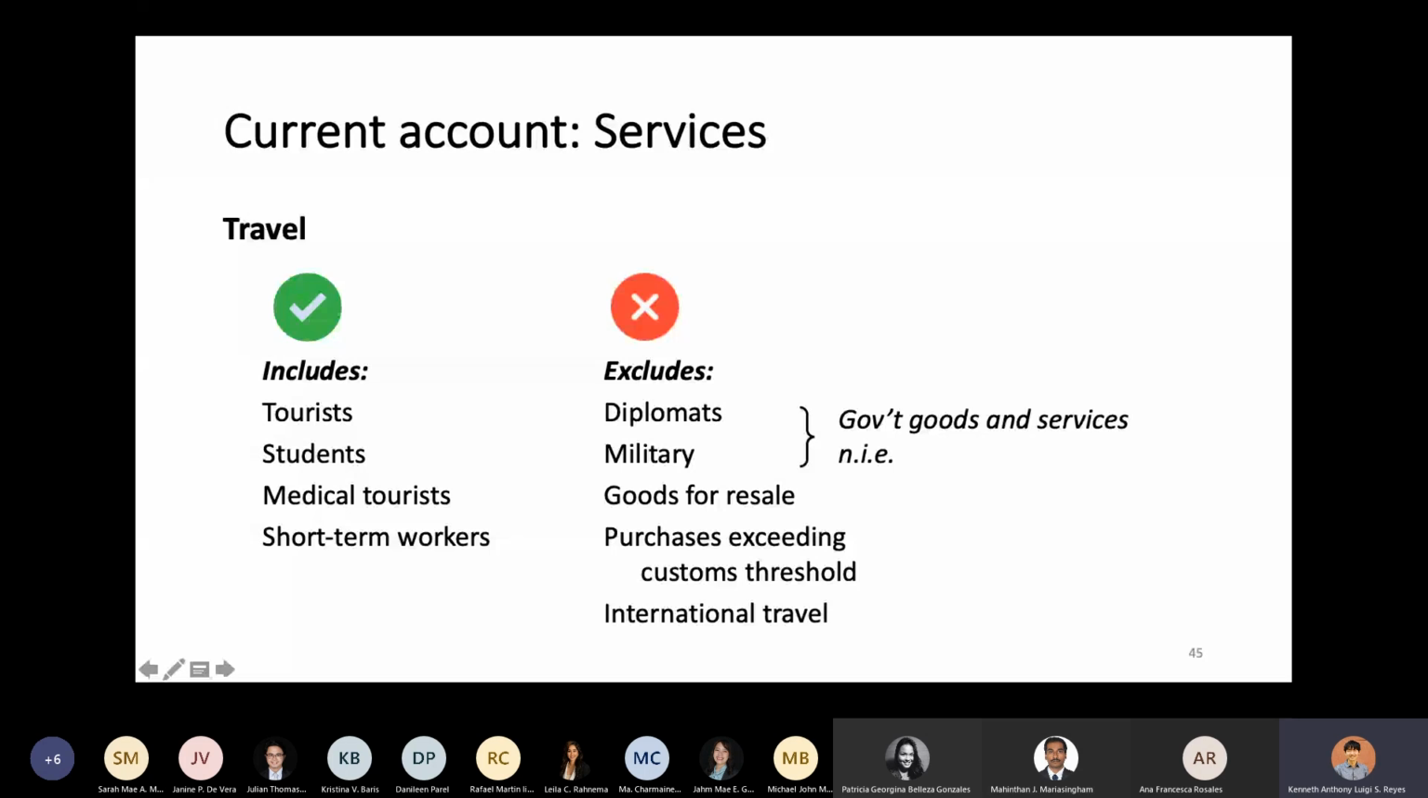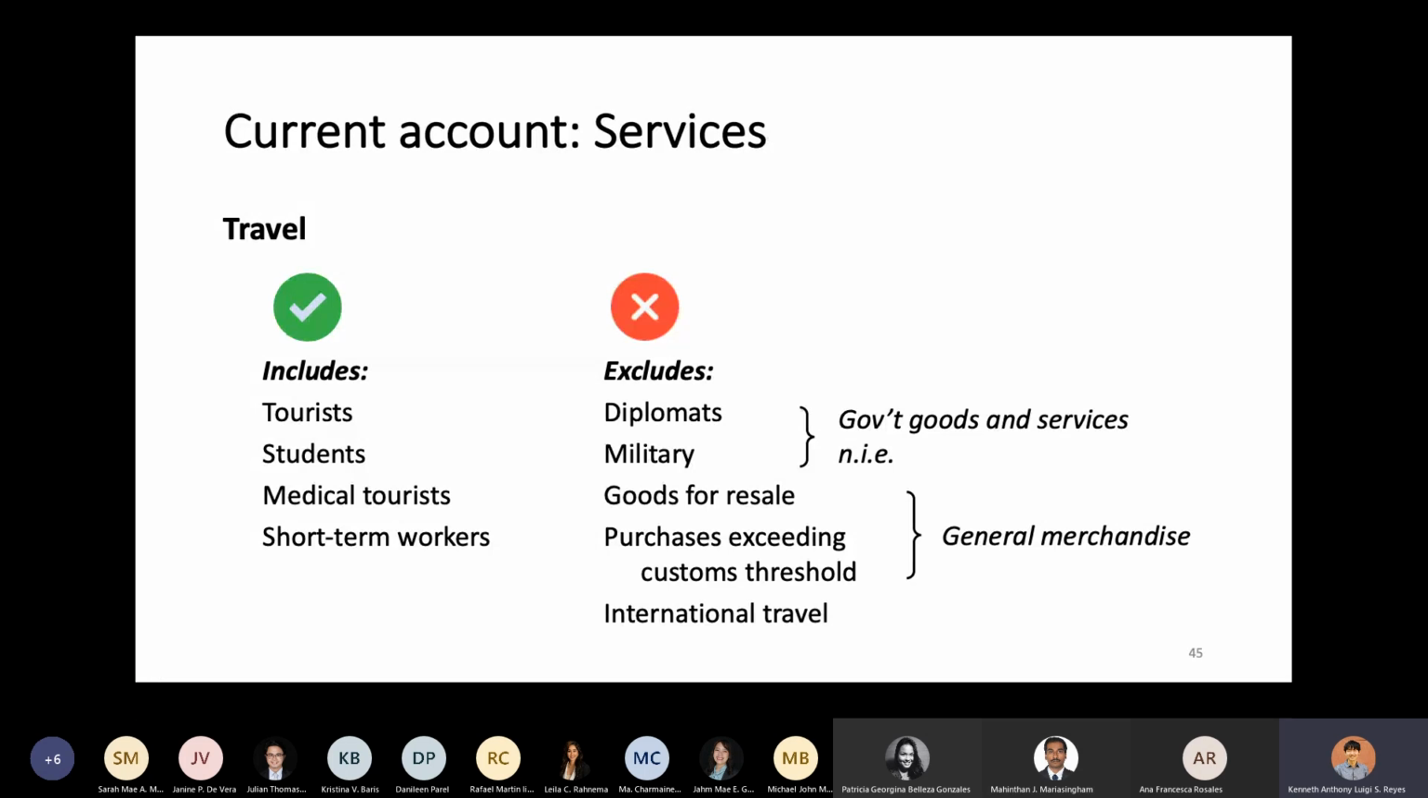Goods for resale and purchases exceeding a customs threshold will be counted under general merchandise. So let's say you go to Thailand, and then you buy textiles for resale back home. That will not count under travel receipts. Rather, it's going to be counted as import.